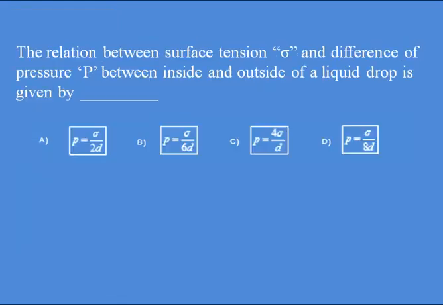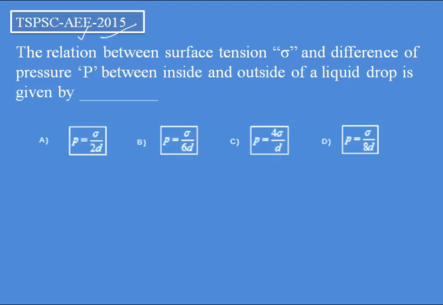Okay, and this one is asked in TSPSC, which is AEE, held on 2015. And the question is: the relation between surface tension and the difference of pressure between inside and outside of the liquid drop is given by. So simple, try to solve this. Don't get confused about whether it is sigma by 4d, 8d, or 6d. Don't confuse with that. It's a simple problem.